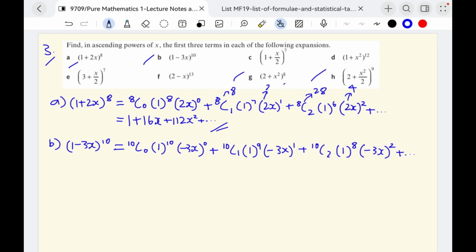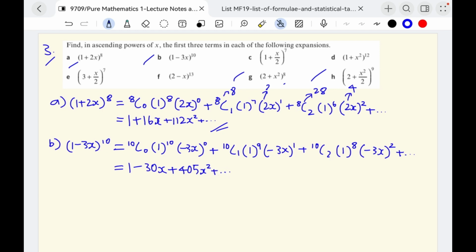So you don't have to perform extra workings. Just write out the result of the answer. So in the end, the first term is 1. The second term is negative 30x, of course. And then for the third term, it is of course positive because 10C2 is positive, and negative to the power of 2 becomes positive. So positive 10C2, 45 times 9. So you get 405x squared.